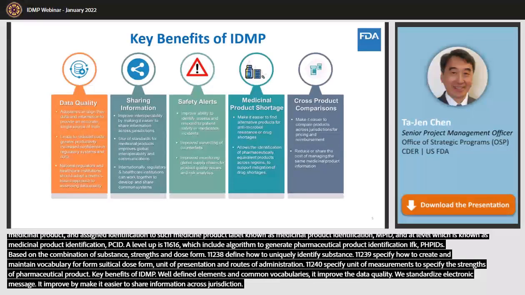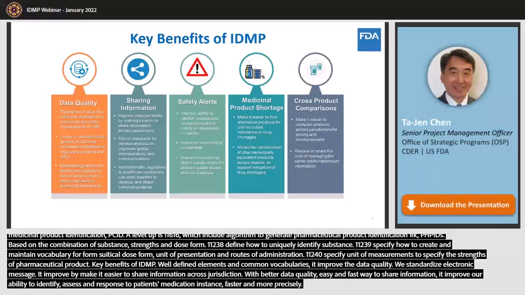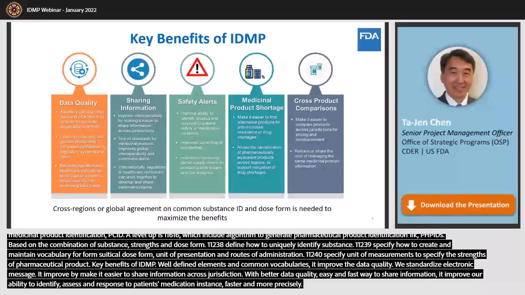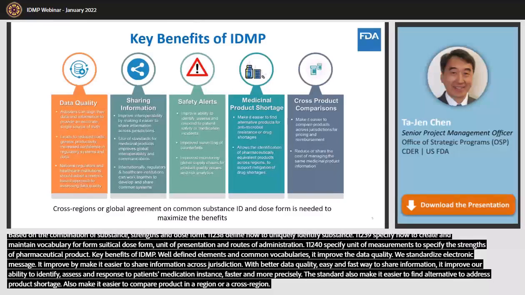The standard also makes it easier to find alternative product to address product shortage. It also makes it easier to compare product in a region or across region. To maximize the benefit of IDMP standards, cross-region or global agreement on common substance ID and dose form is required.